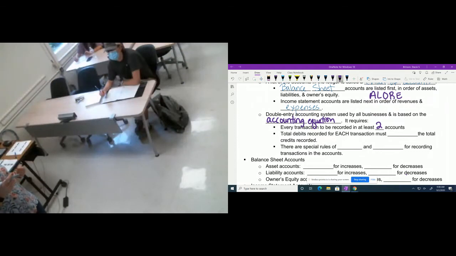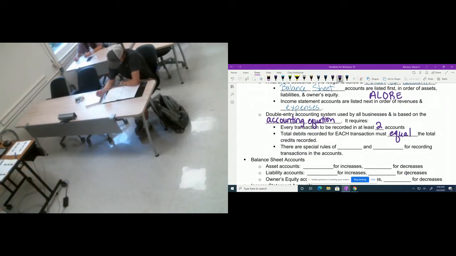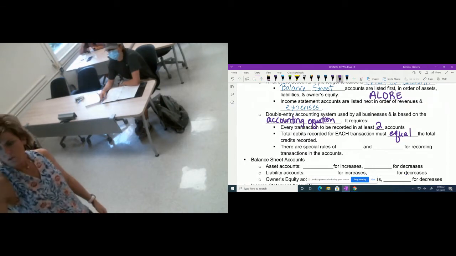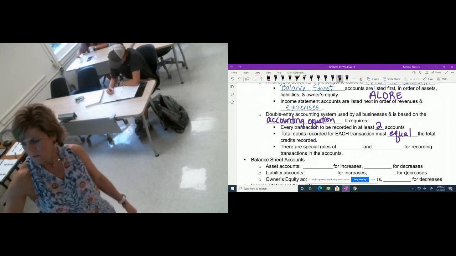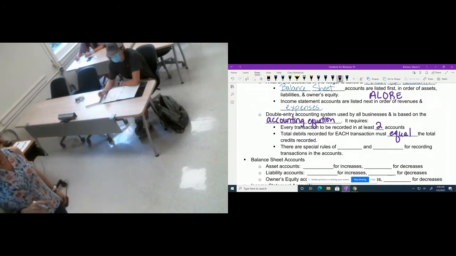So total debits for each transaction must equal the credits. And that's that same concept of everything that goes on the left having to be the same amount as the things going on the right to keep it in balance. Same concept, now we're just putting debits and credits. We're naming them. Y'all lost? It'll get better. We gotta apply. You're still just learning terms. Okay, special rules of debit and credit. Once we start applying, this will make more sense. All right, so we have to follow certain rules.